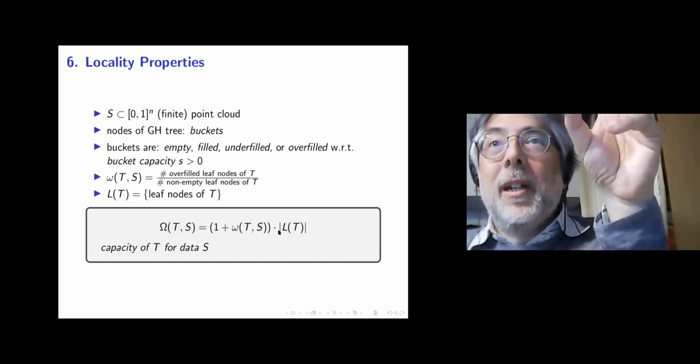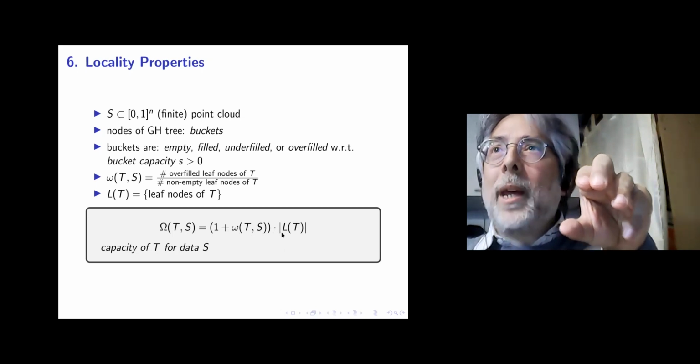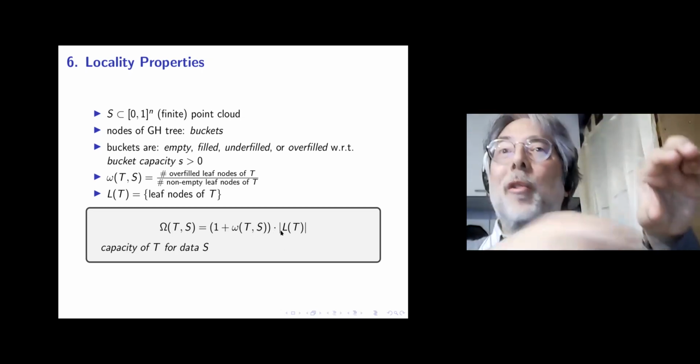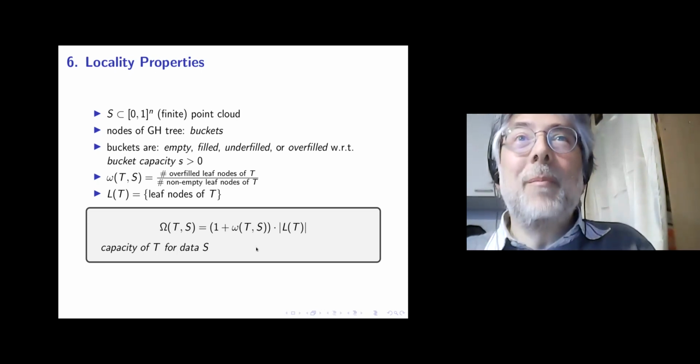And the idea is if one leaf node is overfilled, then why can't all the other leaf nodes also be overfilled? So the capacity of the whole tree increases by this amount.